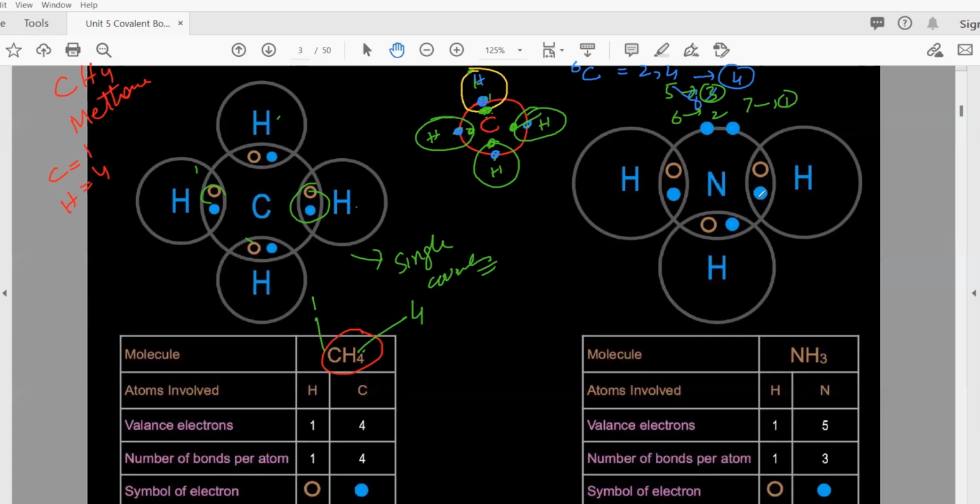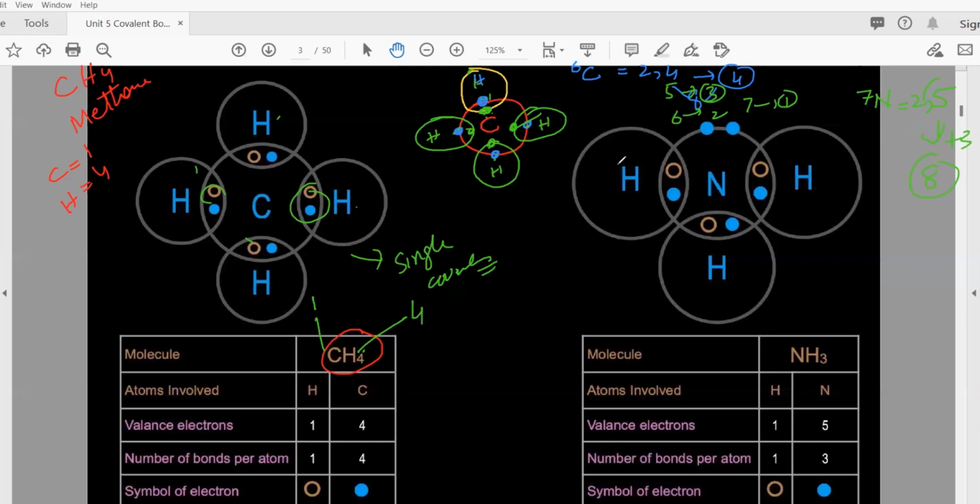Now, if you see this example, this is another example. This is nitrogen. If you see, the nitrogen has how many? 7 in total. And if the nitrogen has 7, it means that in the first shell 2 will come and in the second shell 5 will come. It means how many does it need more to complete the second shell? 3 more. If you add 3, that becomes 8.